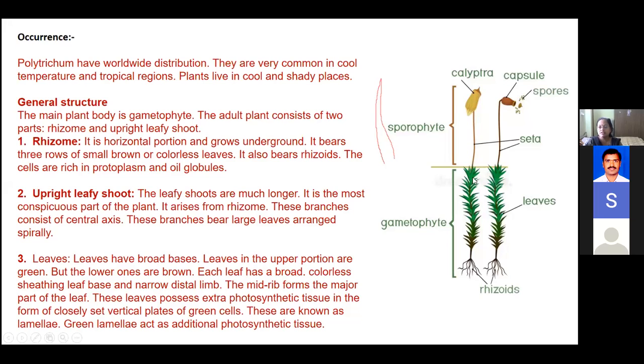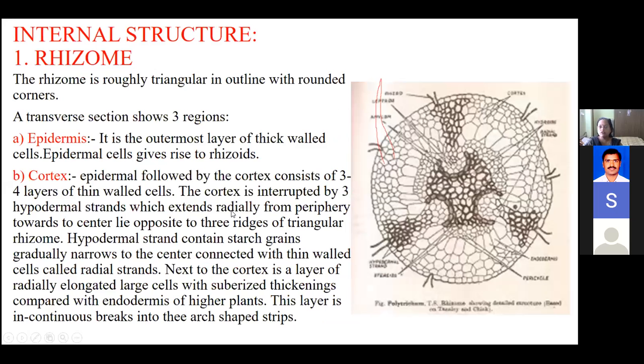Next, from this gametophyte, after the reproduction, the long elongated sporophyte emerges. When we talk about the reproduction, I'll tell you that. So now this is the external morphology of the Polytrichum plant. Now we'll go for the internal structure, that is the anatomy. We'll go one after the other. First, we'll study the rhizome.